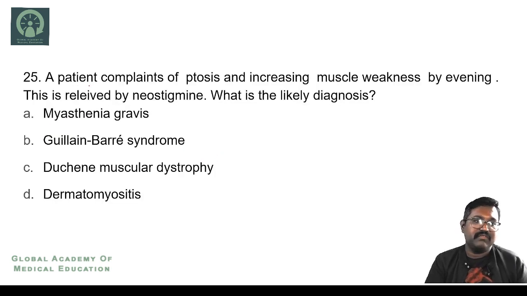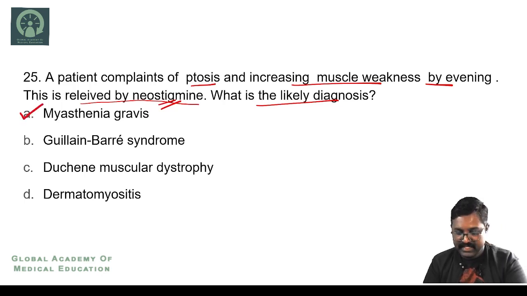So coming to the 25th question that was asked, a patient complains of ptosis, increasing muscle weakness by evening, and this weakness was relieved by neostigmine. So what is the likely diagnosis? The muscle improved after giving neostigmine, which is an anticholinesterase. The direct answer you can choose here is myasthenia gravis.